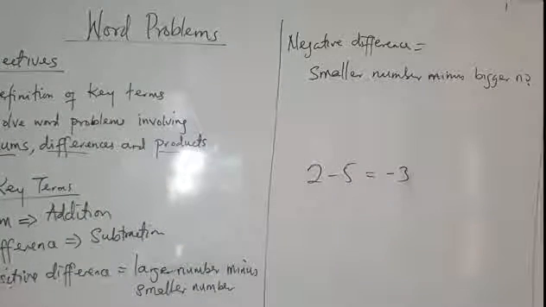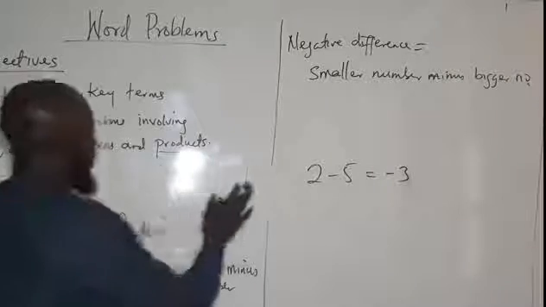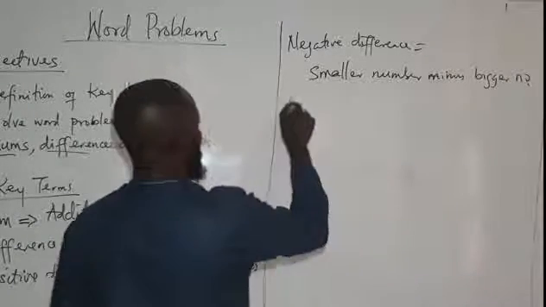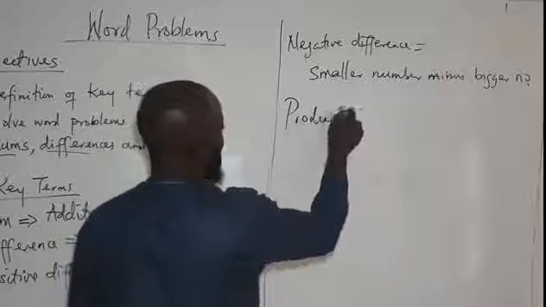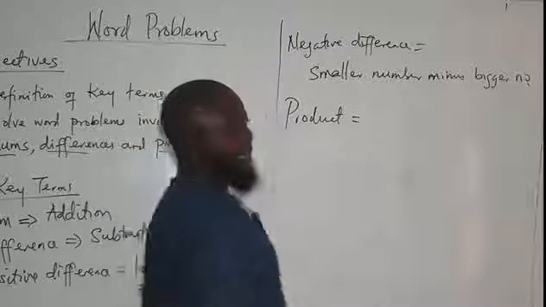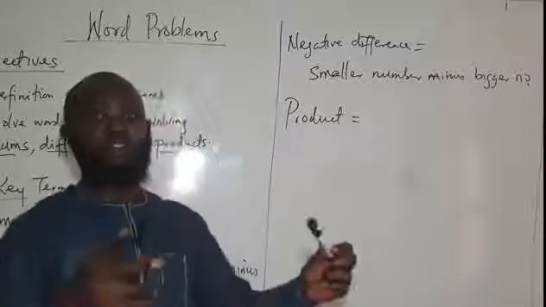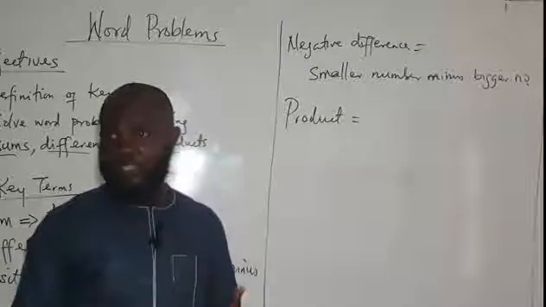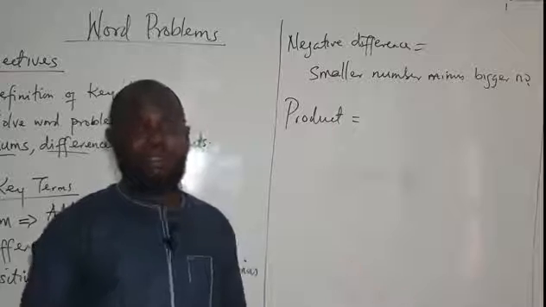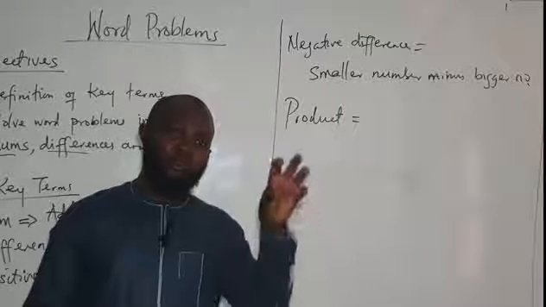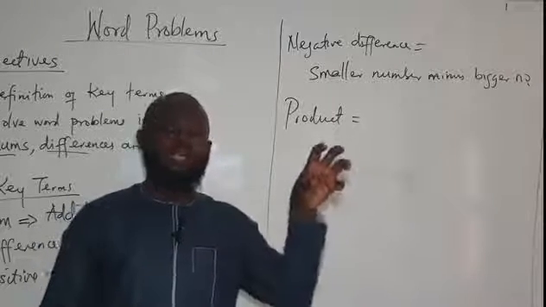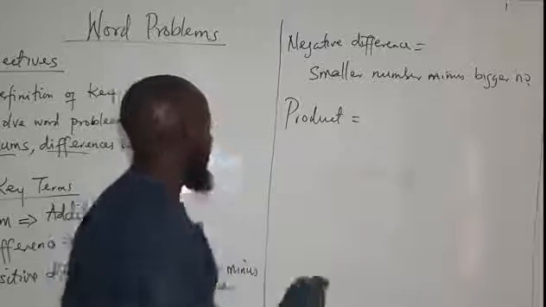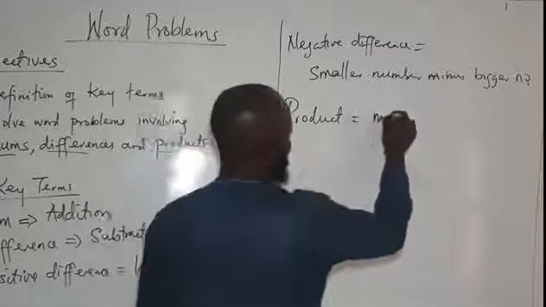Other sums and then products. So product of two numbers. When we talk about product of two numbers, it is the result of multiplying the two numbers together. If you ask, what is the product of 2 and 5? You answer what? That is 10, right? So that means the product of two numbers is the multiplication. So product means multiplication.